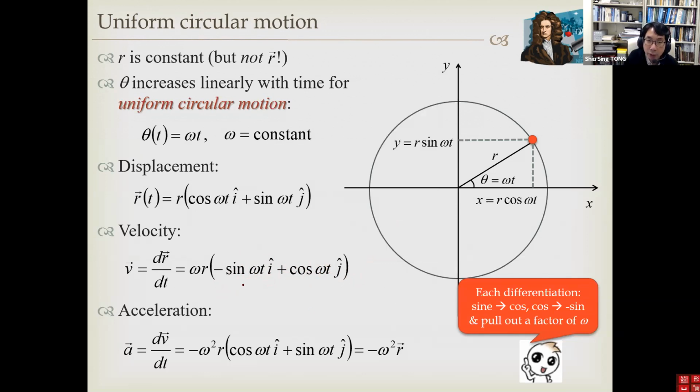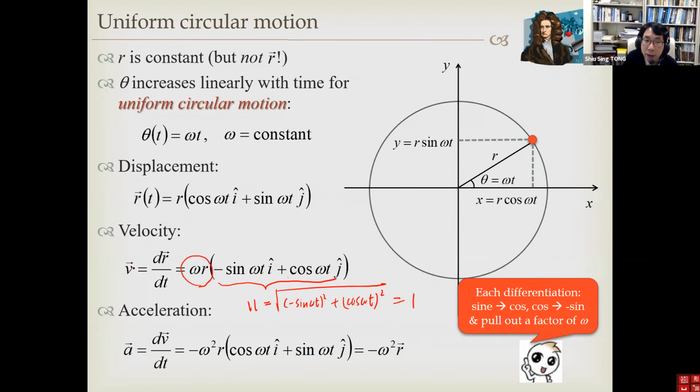Because this is sine squared, right? The magnitude of this guy is what? It is the square root of minus sine omega t squared plus cosine omega t squared. Is that right? The minus sign is gone because I take a square. Cosine squared plus sine squared is 1. So this is 1, right? So this guy does specify the direction. It does not specify the magnitude. The magnitude all goes to the omega r.